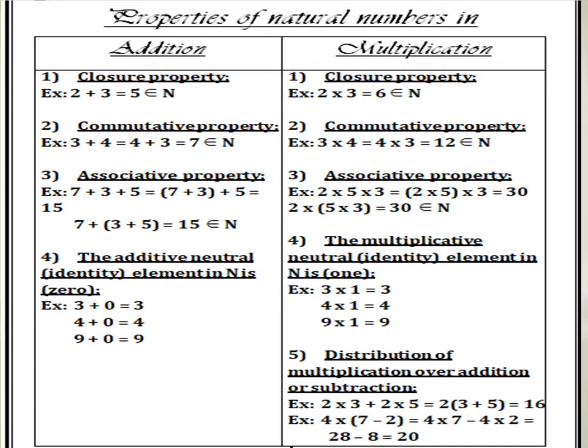Number 3, the associative property. As we said before, associative means put brackets. So in addition, it's associative property. And also in multiplication, it can be in associative property. Number 4, the additive identity or the additive neutral element in N is 0. And in multiplication, the identity, or the multiplicative neutral, is 1. And also in multiplication, we have the distributive property.